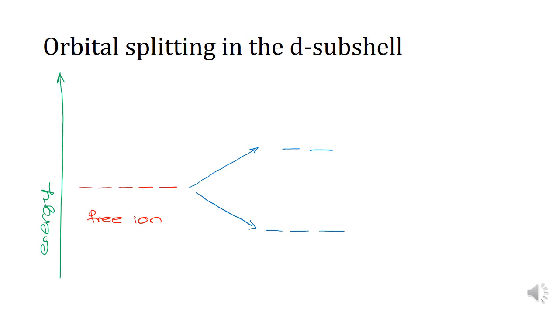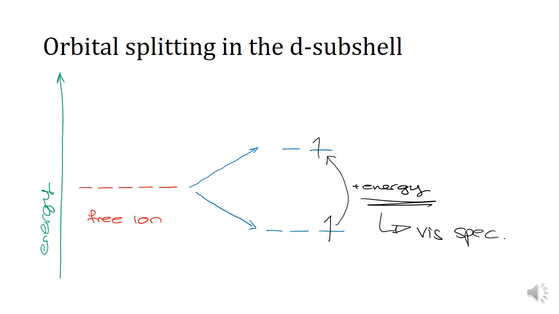Now, what that means is that if I've got an electron in the lower part, it can absorb light and jump to that higher split orbital. So if I add energy, I can move that electron up from the lower orbital to the higher orbital. Now, because these energy levels are so close together, this energy that I'm adding is in the visible spectrum. So it's this orbital splitting because my ligands are approaching.